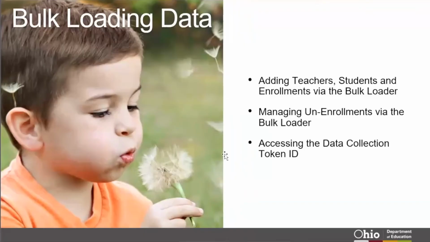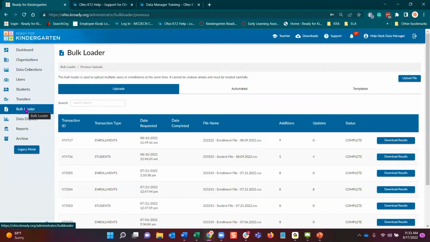Bulk loading next. Adding a teacher, student enrollment files, unenrollment, as well as the data collection tokens. In the left-hand navigation, go to the bulk loader. Like I said, you have this legacy mode down here.